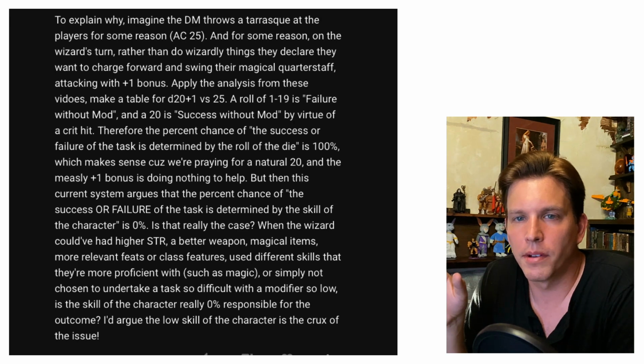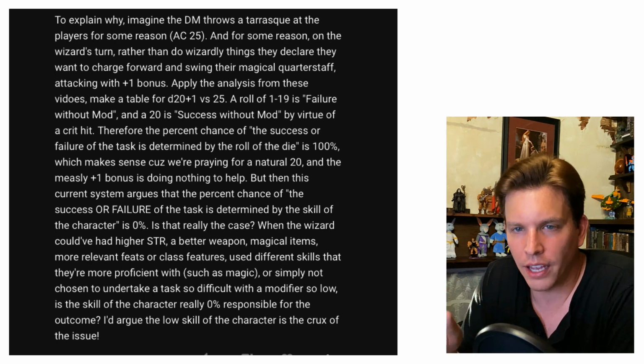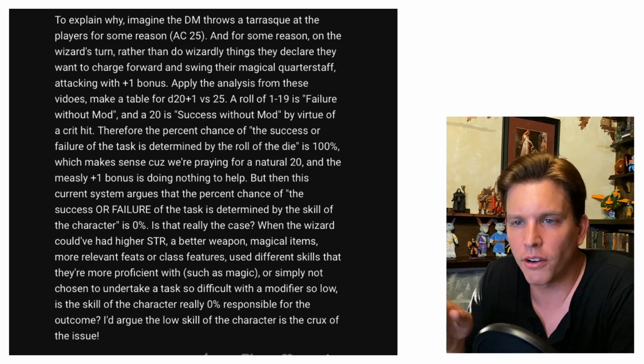I agree. "But then this current system argues that the percentage chance of the success or failure of the task is determined by the skill of the character is 0%." Yes, that is what I'm arguing. "Is that really the case?"